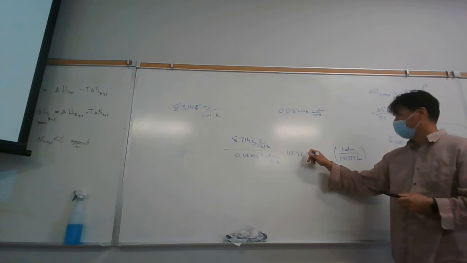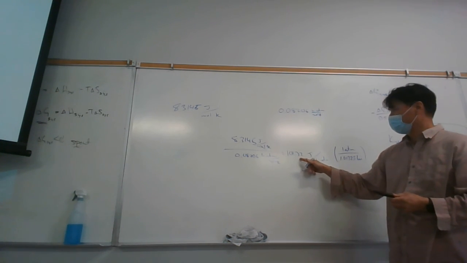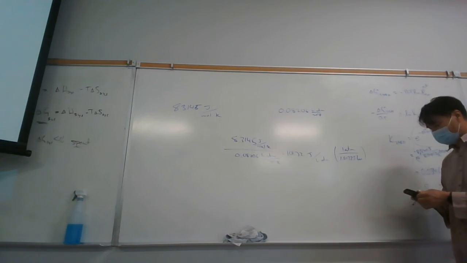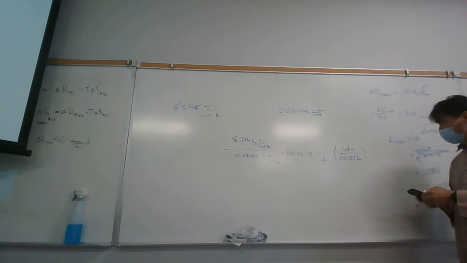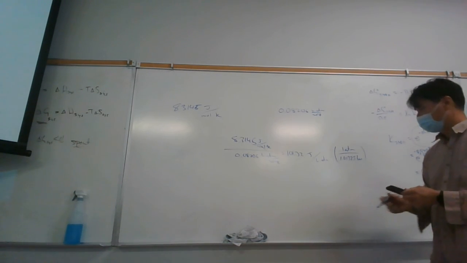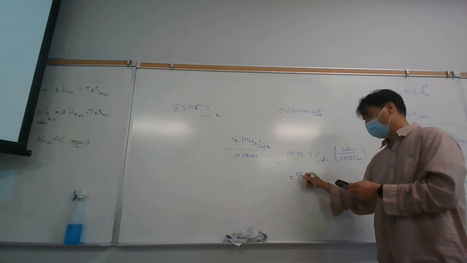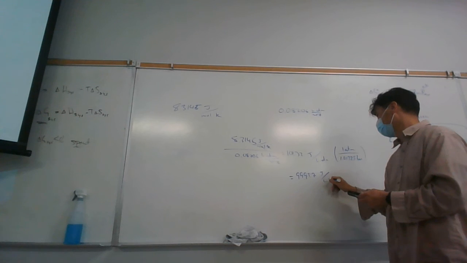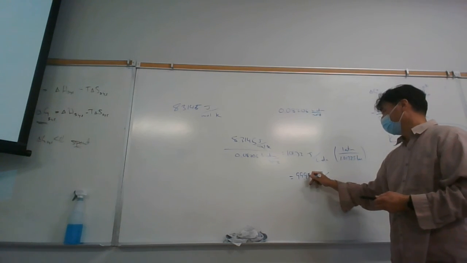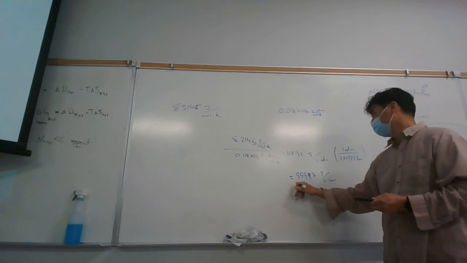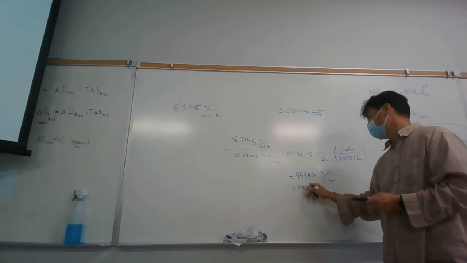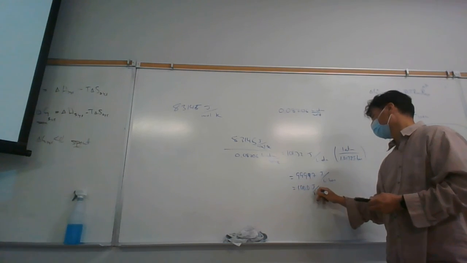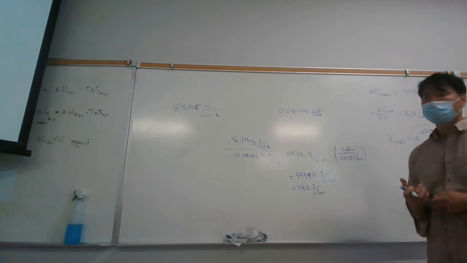This is 101.32. Actually, I'm only allowed 4 sig-figs anyway. So I'll do this divided by 1.01325, which gives me 99.997 joules per liter bar. I'm only allowed 4 sig-figs, so I need to round this, and this is going to round to 100.0 joules per liter bar.